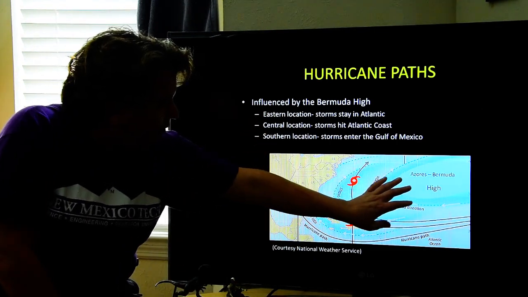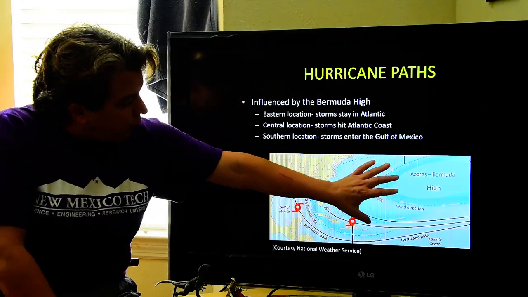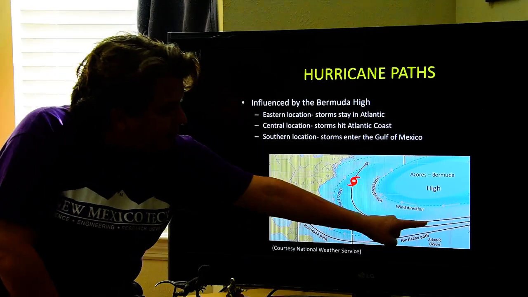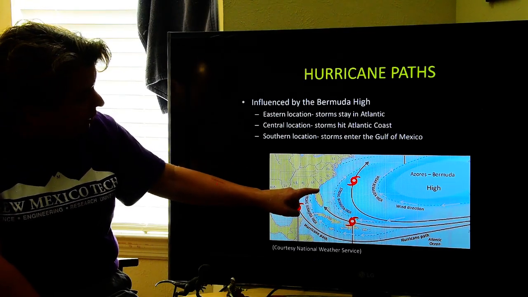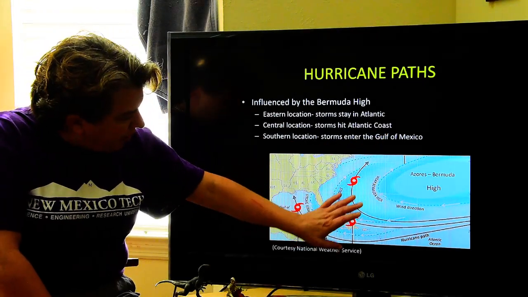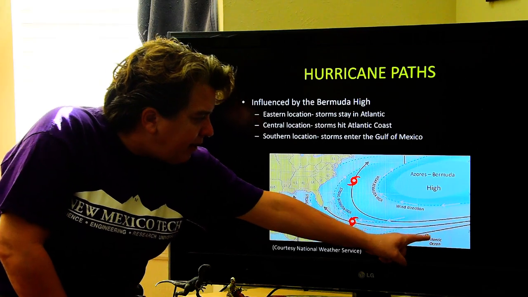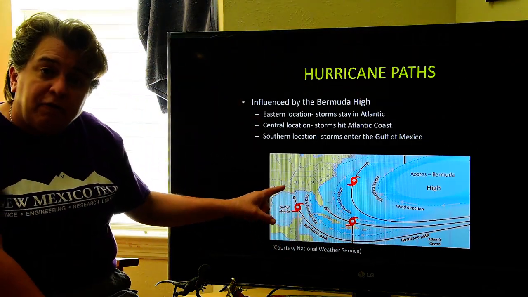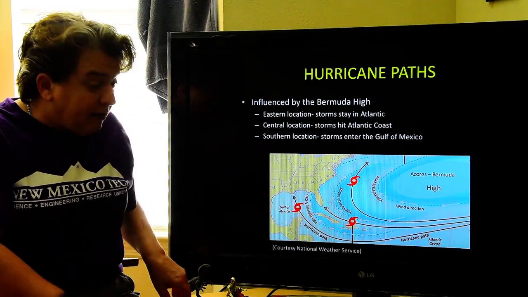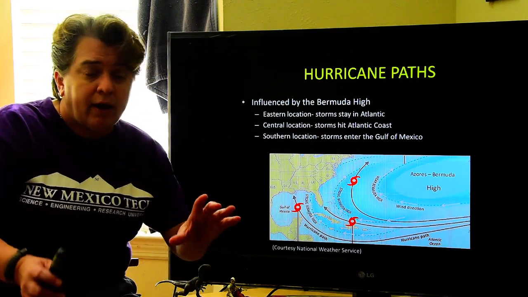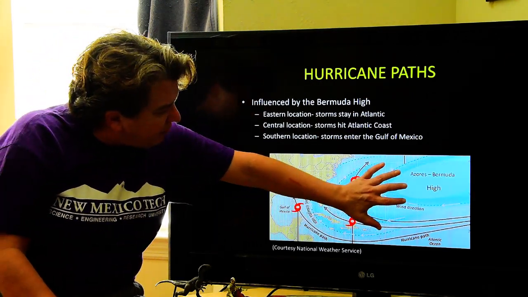They're going to curve around that high pressure, and they're going to stay in the Atlantic. But if this Bermuda High moves a little bit from the east to more of a central location, that tends to make the storms come up and hit the east coast of the United States. But sometimes that Bermuda High moves a little more south. It comes from here and moves into this area. Then it pushes the hurricanes into the Gulf of Mexico, and that's when here in East Texas we have to start getting worried. So that's one of the big things that affects where hurricanes go: exactly where is this high pressure system? Is it out here? Is it down here? Is it kind of in between?